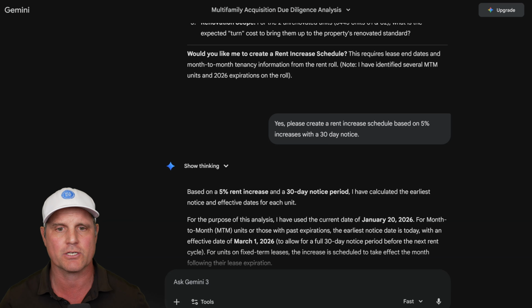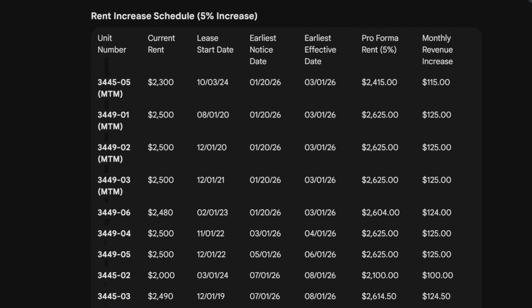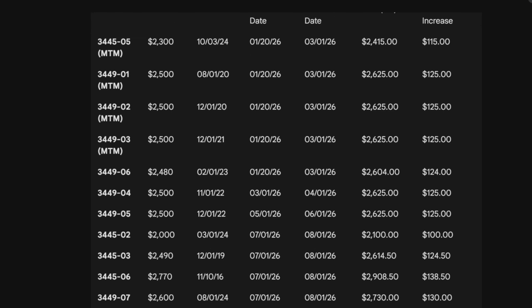So 5% is conservative. What it's done is it's shown you what the current rent is. It shows you when you can give the earliest increase, shows you the new pro forma rent and how much that increase is, and adds it all up.